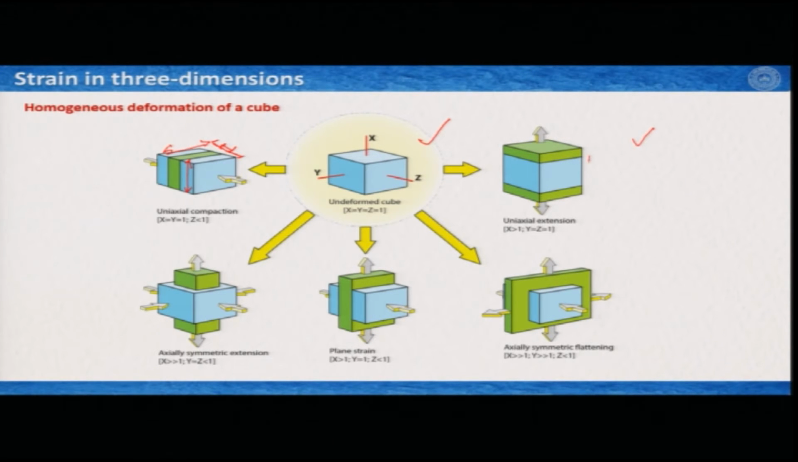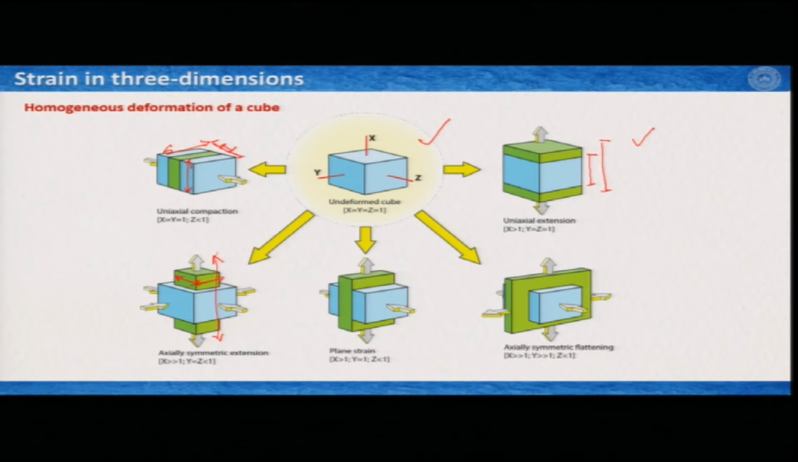So, this was your initial length along x, but now it got changed to this magnitude, whereas z and y remained the same. Therefore, this is uniaxial extension. Now, there are 3 other possibilities. One is axially symmetric extension. That means it gets extended in one direction and shortened in the other 2 directions. So, it got extended along the x direction, but got shortened along y and along z direction.